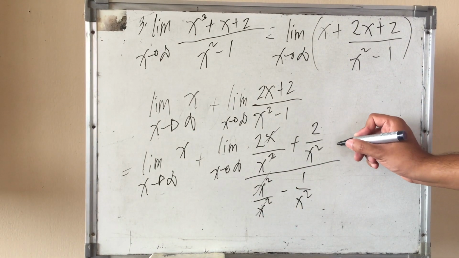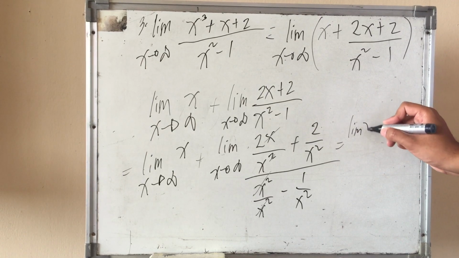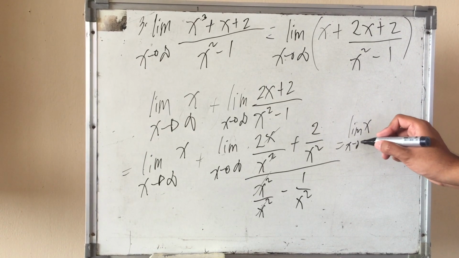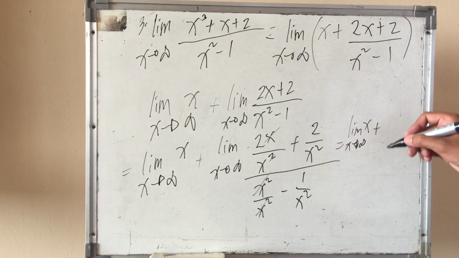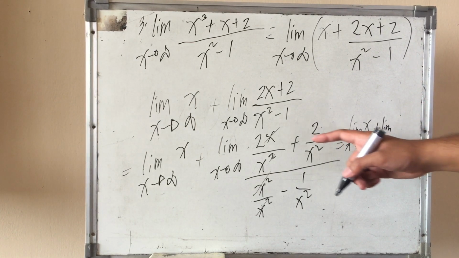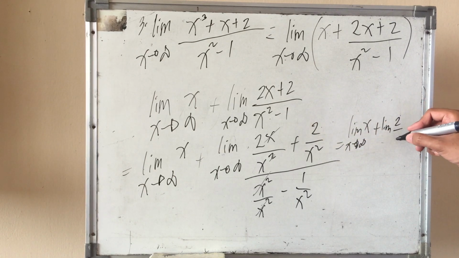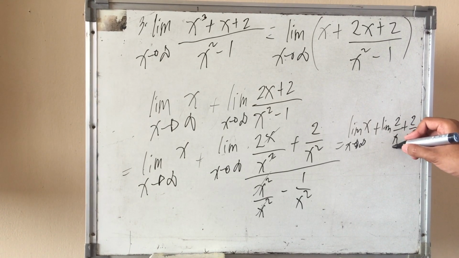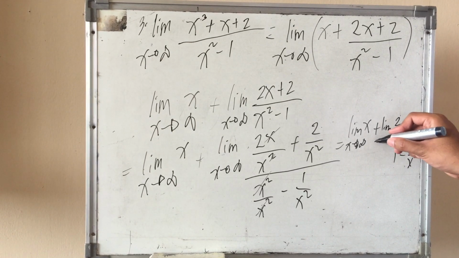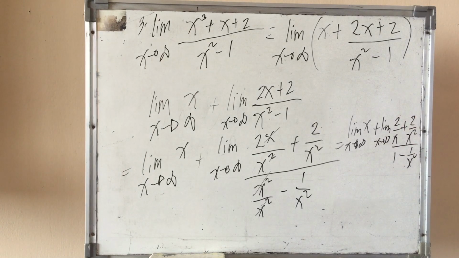So this is equal to the limit of x as x approaches infinity plus the limit of 2 over x plus 2 over x squared, divided by 1 minus 1 over x squared, as x approaches infinity.